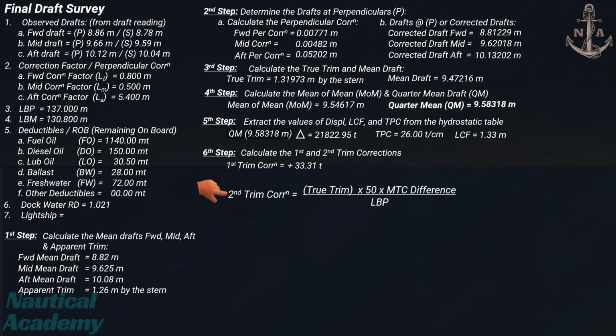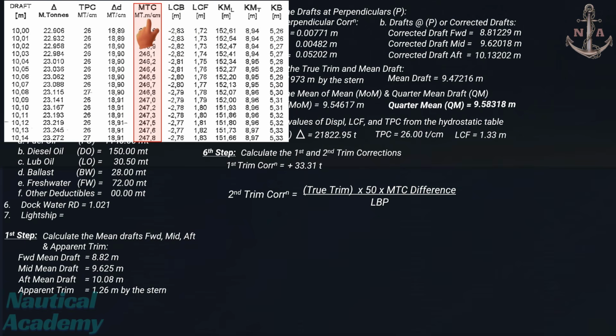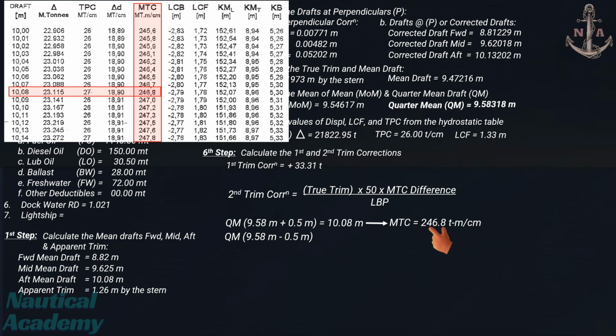Now, let's proceed to the second trim correction using this formula. But before proceeding, let's first determine the moment to change trim by 1 centimeter difference or MTC difference. To do this, we extract MTC values from the hydrostatic table at drafts 0.5 meters above and below the quarter mean draft. Since the quarter mean draft is 9.58 meters, adding 0.5 meter, we take the MTC value at a draft of 10.08 meters, which is 246.8 ton-meters per centimeter.